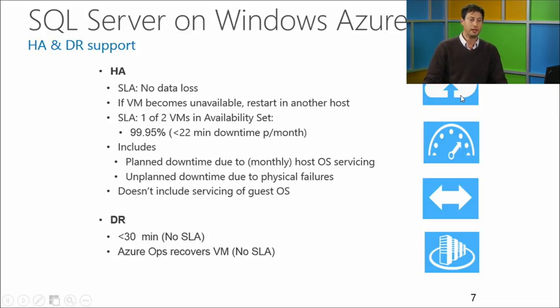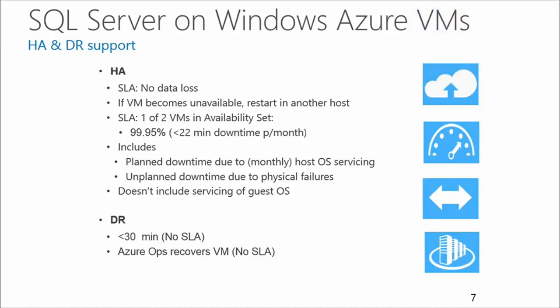So let's start talking about SQL Server on Windows Azure VMs. Let's talk first about high availability and disaster recovery, because that's what we're going to focus most of the discussion on today. In terms of high availability, the first SLA that we have is you'll never lose any data. We guarantee that through the 3 copies of data, so you'll always have your data available.